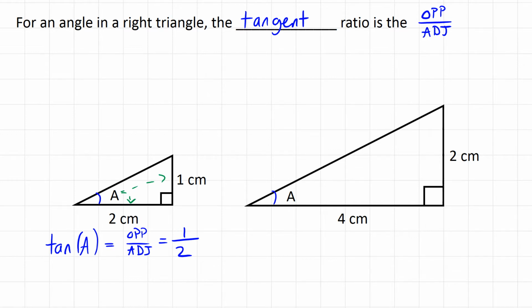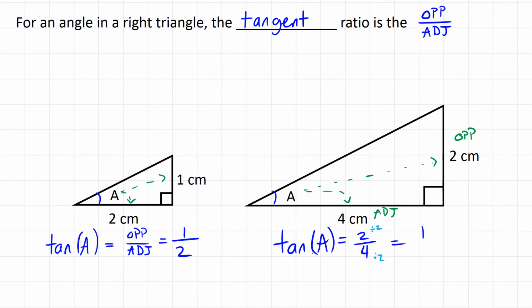Let's now look at the bigger triangle. We can write tan A is equal to, well, we're going to have different side lengths. So the opposite side to angle A is 2, and the adjacent side is 4. So if the tangent ratio is opposite divided by adjacent, it's 2 over 4. But take a look at those two fractions. They're really the same. We can simplify this fraction by dividing the top and bottom by 2. So 2 over 4 is the same as 1/2.